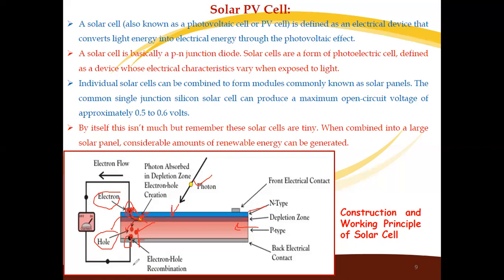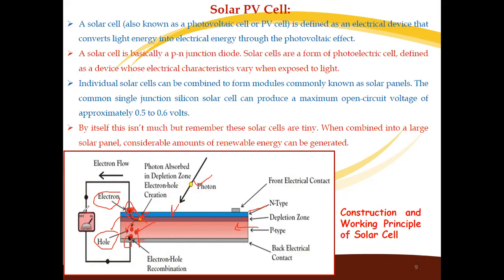Once newly created free electrons come to the N side, they cannot cross the junction because of the potential barrier. Similarly, newly created holes, once they come to the p-type junction, cannot cross that junction. So the concentration of electrons becomes higher on the n-type side of the junction, and the concentration of holes becomes more on the other side.